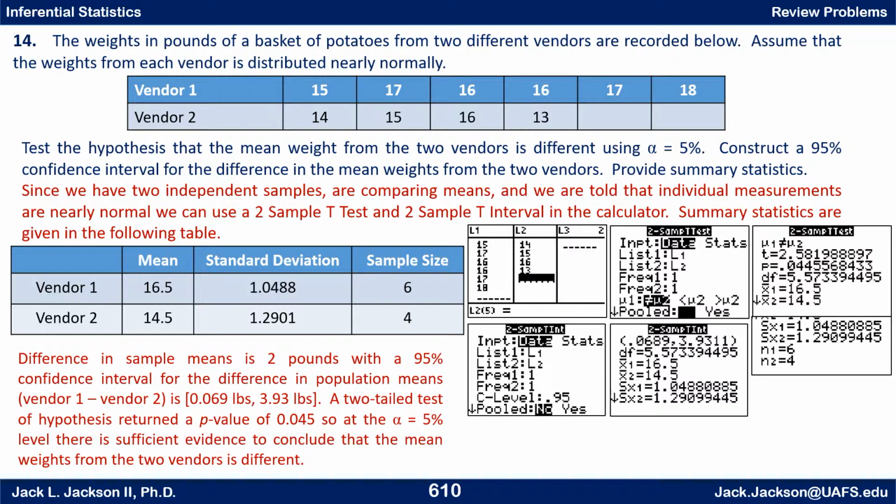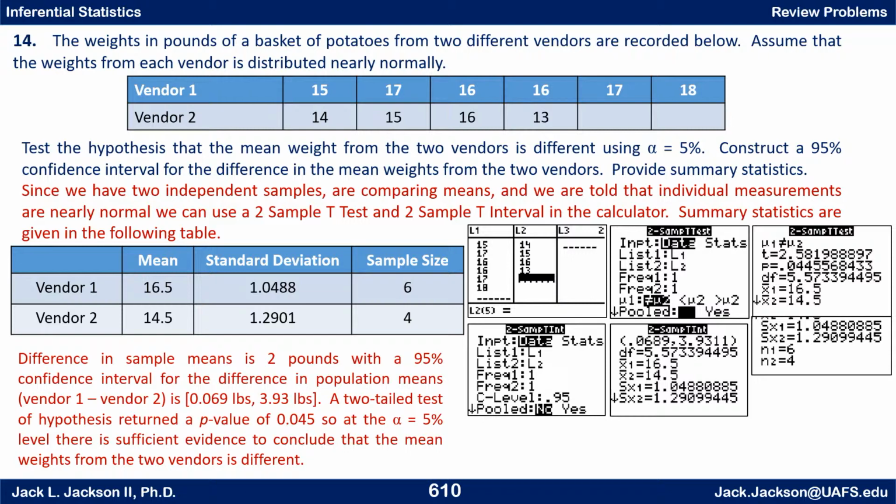0.0689 and 3.931. And it returns the summary statistics about degrees of freedom and x bar 1 and 2 and standard deviation 1 and 2 and so forth.